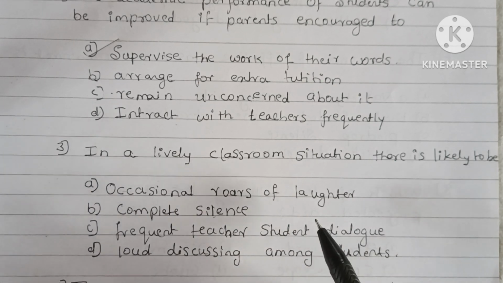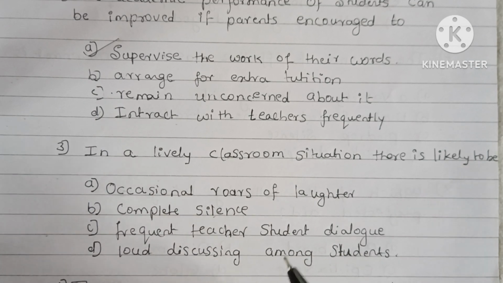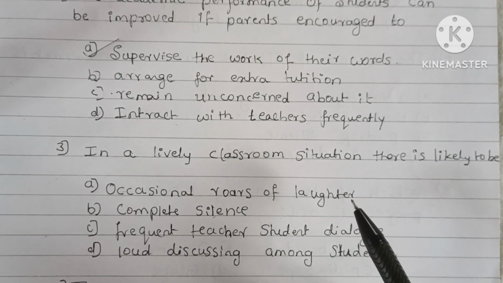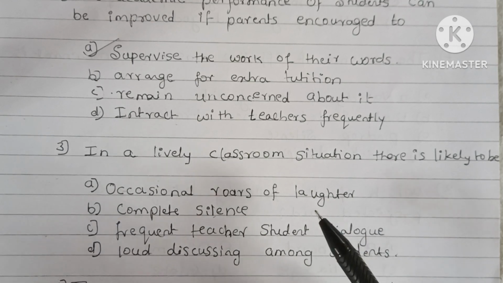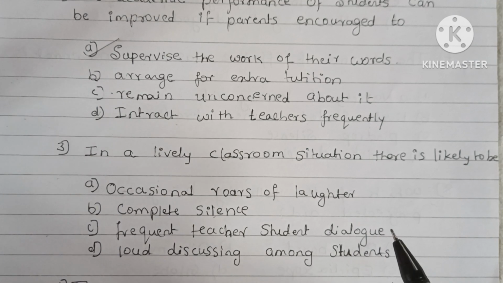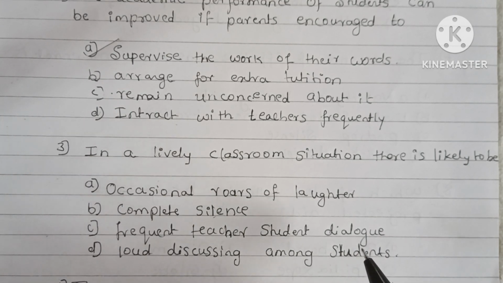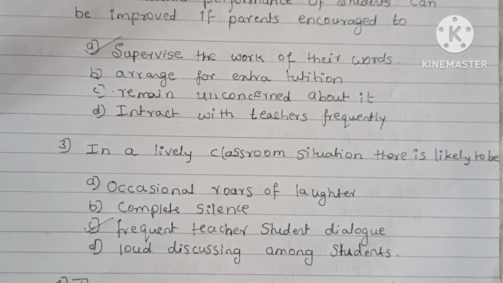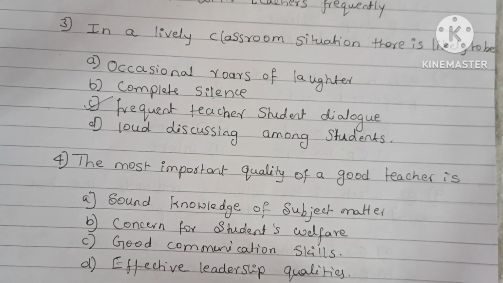For effective teaching, there should be personal interaction with the students through dialogue. The students are involved in the classroom and learning becomes fun for them. So, in a lively classroom situation, there should be frequent teacher-student dialogue. Option C is the right answer. Next, come to fourth question.